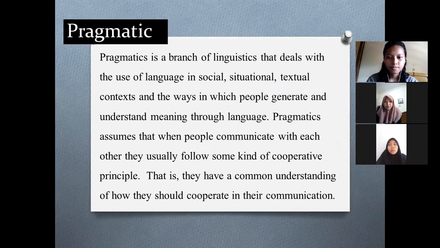So the first is about pragmatics. Pragmatics is a branch of linguistics that deals with the use of language in social, textual context and the ways in which people generate and understand meaning through language. Pragmatics assumes that we usually follow some kind of cooperative principle. That is, they have a common understanding of how they should cooperate in their communication.